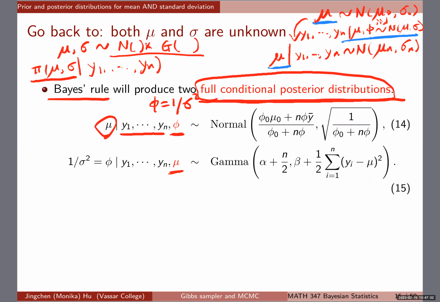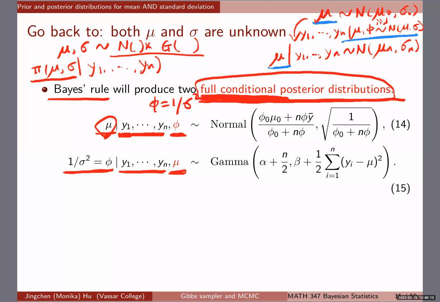Okay. Similarly, for 1 over sigma squared, which is phi, its full conditional posterior distribution is going to be conditioning on all of the data, and then whatever else is in the model, which is the other parameter. Okay. So if I try to define the full conditional posterior distribution for any parameter in the Bayesian model, for mu, it's going to be conditioning on all of the data, as well as every other parameter in the model. In our case, it's only phi, so you only need to write down phi. Okay? And then for phi, it's going to be all of the data, and then all of the other parameters in the model, which will be mu.